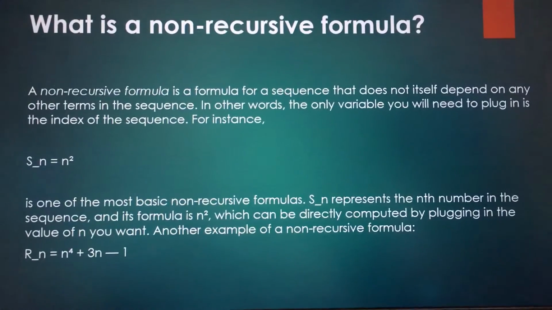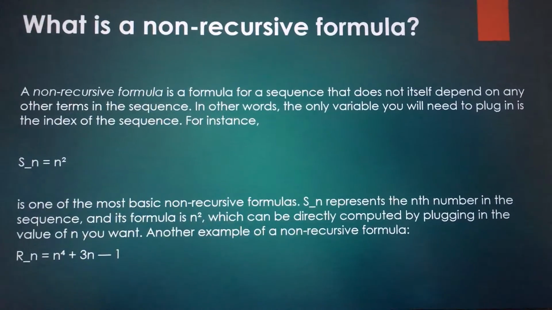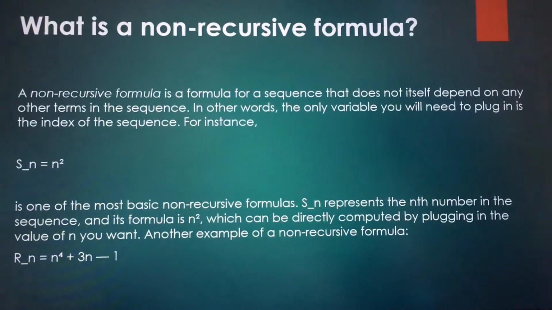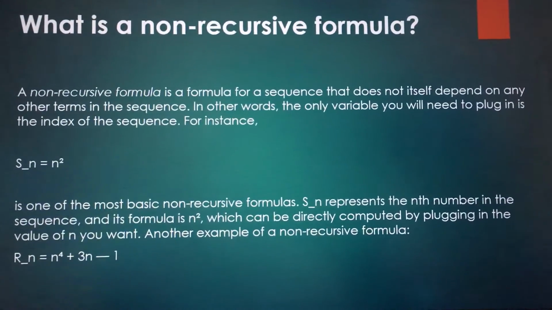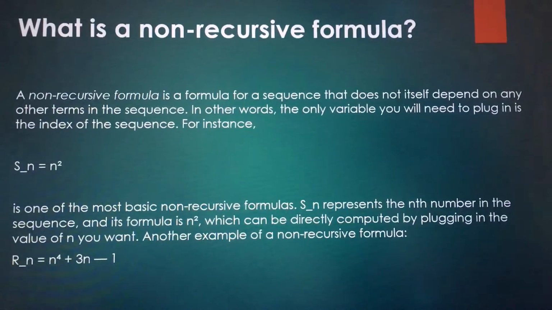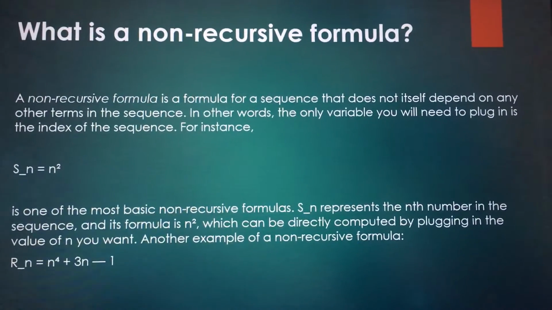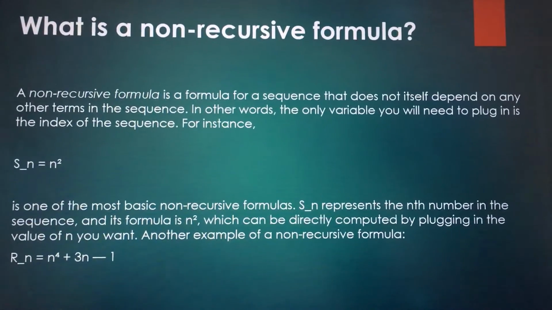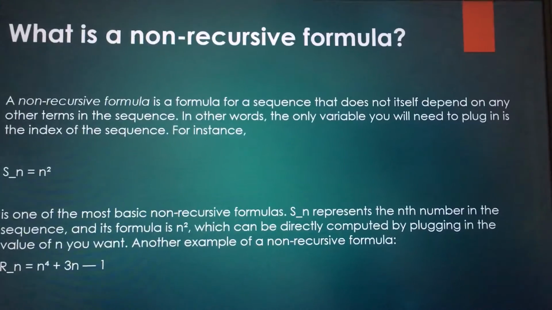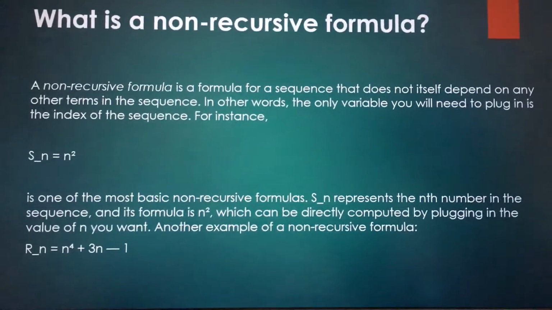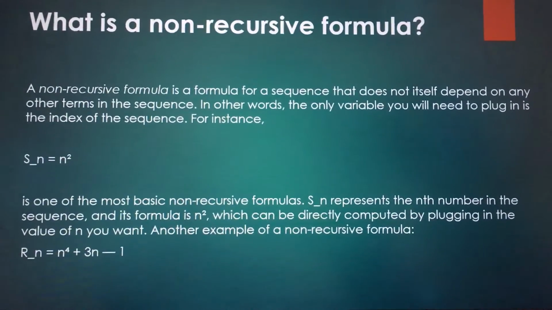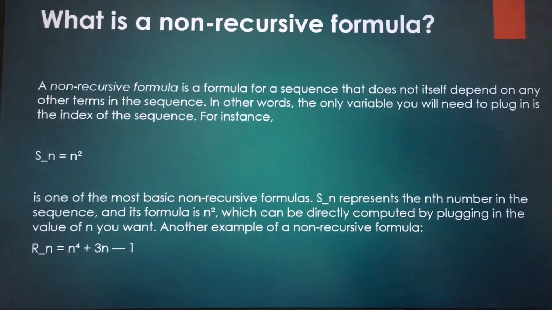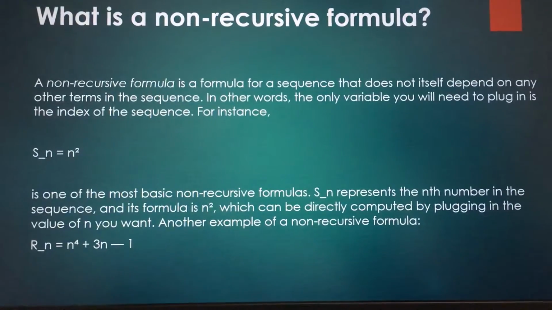For instance, S_n equals n squared is one of the most basic non-recursive formulas. S_n represents the nth number in the sequence, and as its formula is n squared, it can be directly computed by plugging in the value of n you want. Another example of a non-recursive formula: r_n equals n^4 plus 3n minus 1.